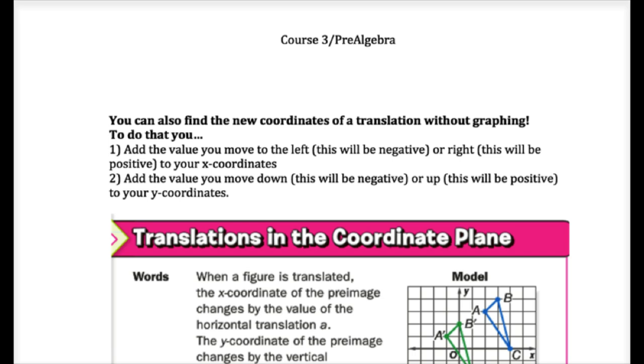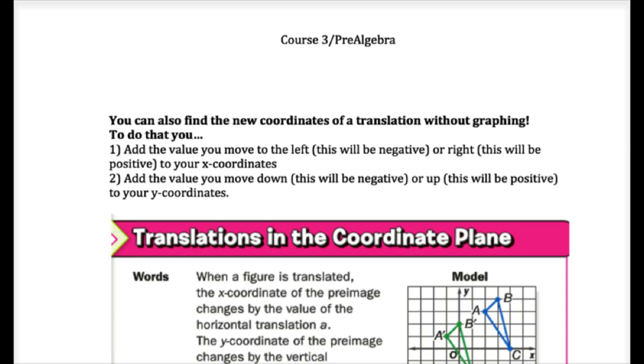Okay. Basically, here's what we're going to do. You add the value that you move to the left or right. Everybody point to the left. On a number line, is going to the left positive or negative? Negative. So going to the left is a negative movement.